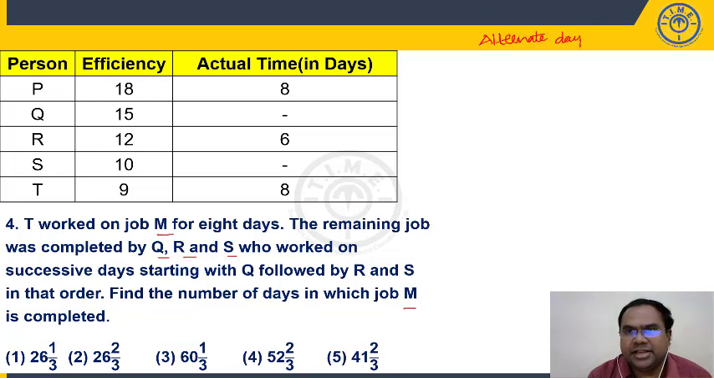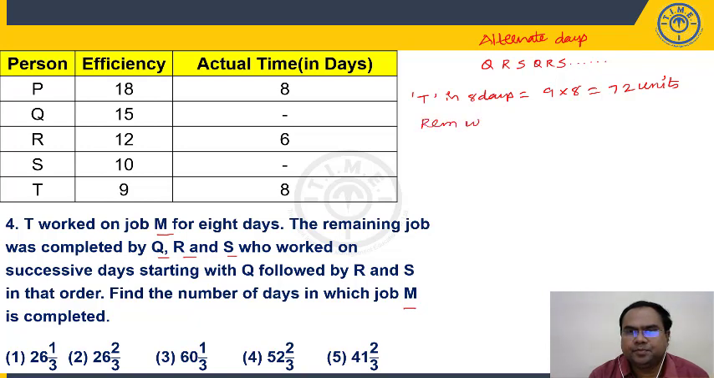Alternate days. First day Q is working, next R is working, next S is working. Then Q, then R, then S. Now T has worked for 8 days. So T in 8 days will complete 9 units per day into 8 days, 72 units. Total work we are taking as 720 units. So the remaining work is 720 minus 72, that is 648 units.